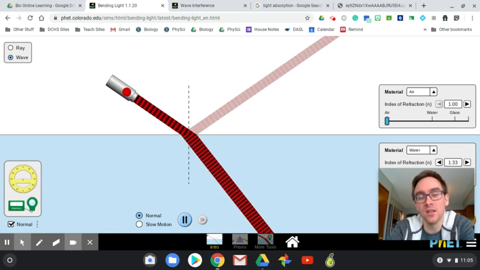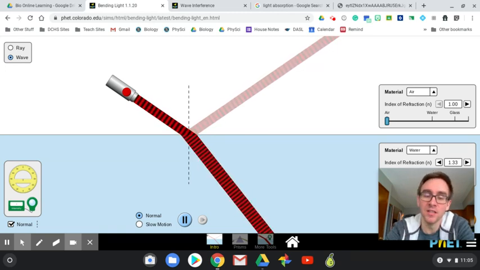Notice that the wave changes direction. That's because the wave actually changes its speed. When it changes its speed, it changes its direction. And so this is called refraction. Now we have an angle.